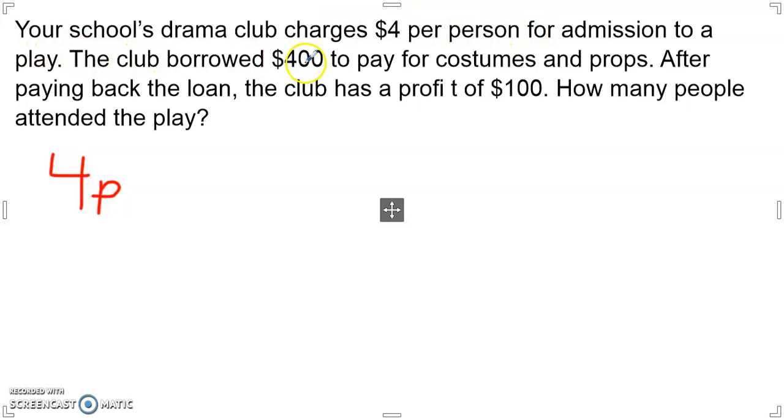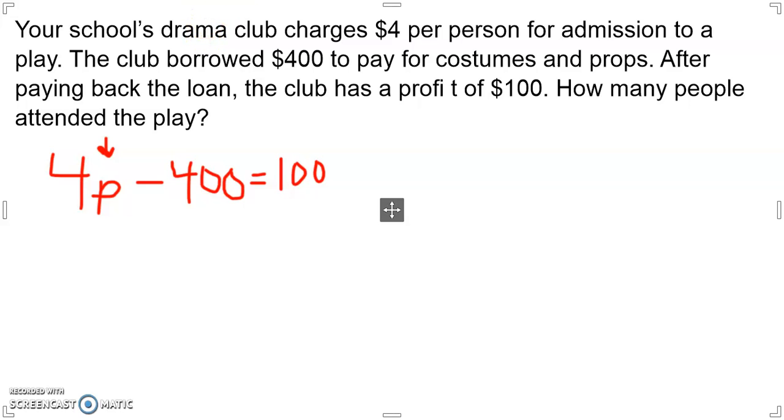All right, the club borrowed $400. So they earn all of this for every single person that comes, but then they had to give 400 of it away to pay for costumes and props. After paying back the loan, the club has a profit of $100. So after they earn this much, then they have to subtract 400. After all that, they're still going to have $100 left over. How many people attended the play? So we want to know how many people. We want to know what P is right here.